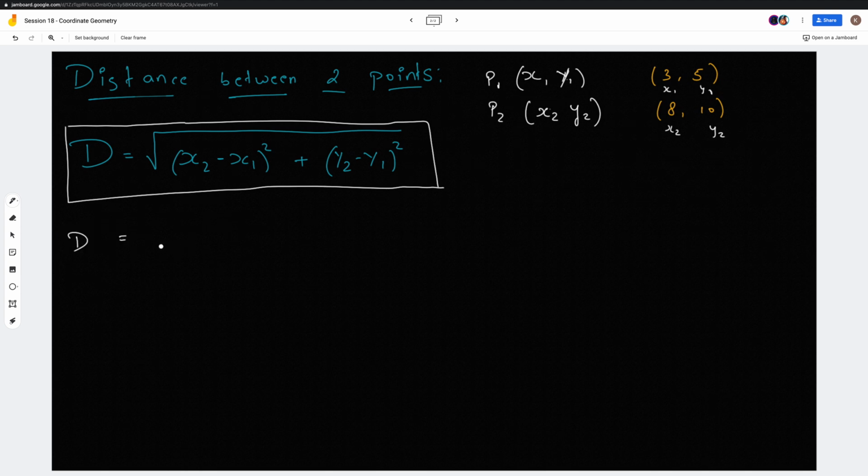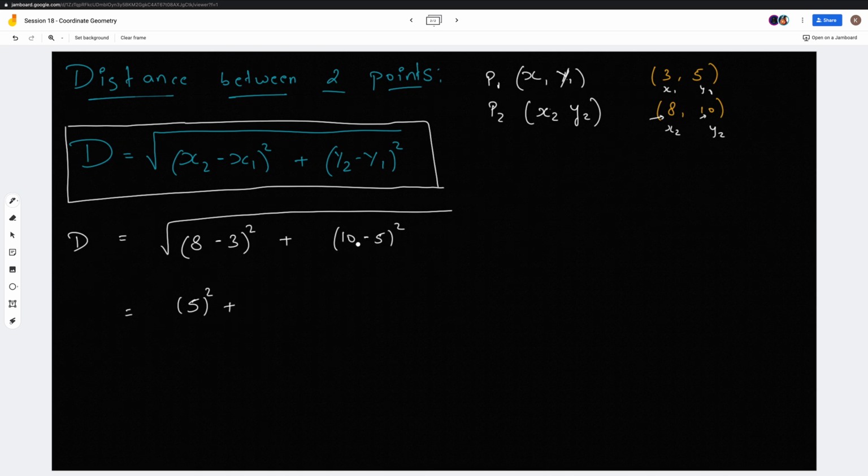So the distance between these 2 points is, I'll have the root as it is. What is the x2 value? The x2 value is 8. So I'm going to write 8 minus, what is the x1 value? 3. 8 minus 3 whole square plus, what is the y2 value? The y2 value is 10 minus, what is the y1 value? The y1 value is 5 whole square. 8 minus 3 is 5 and you already have a square, plus 10 minus 5 is 5 and you already have a square, and everything is under the square root.